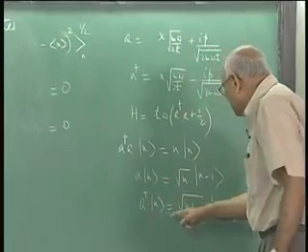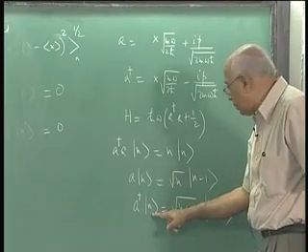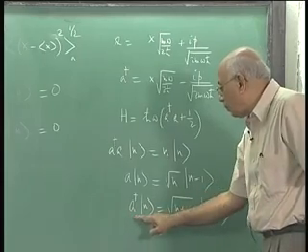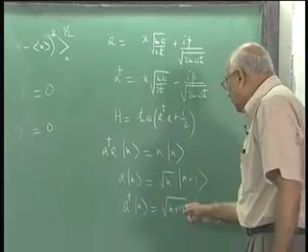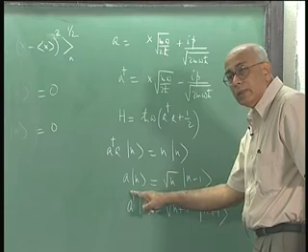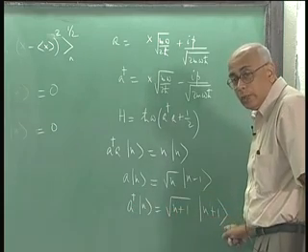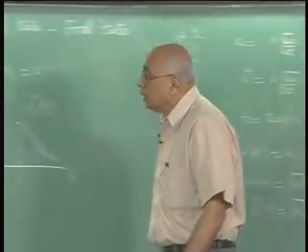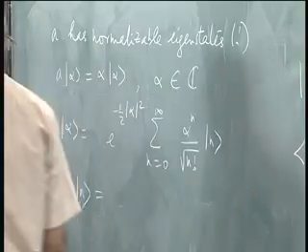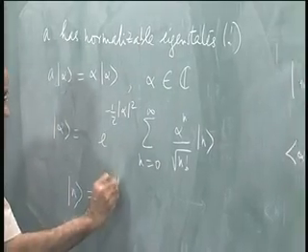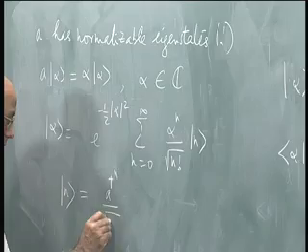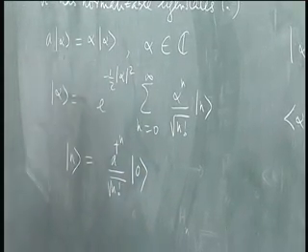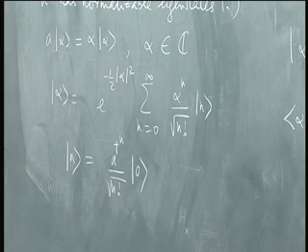I keep raising this. I act A dagger on the ground state and it gives you state 1 with a 1 over square root of 1 here, and then I act once again on it with A dagger squared, and that is again going to give you a 2 here, but a square root of 1 times square root of 2, and so on. So it is clear that you can also write this state n as A dagger to the power n over square root of n factorial acting on the ground state. You can also write it in that form.